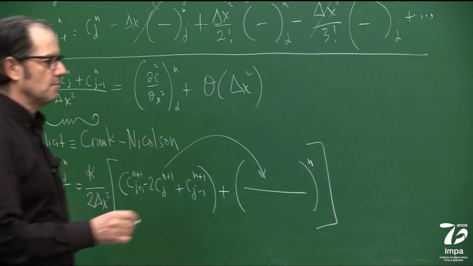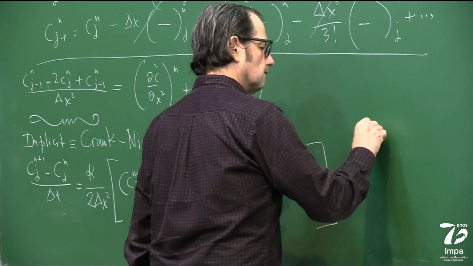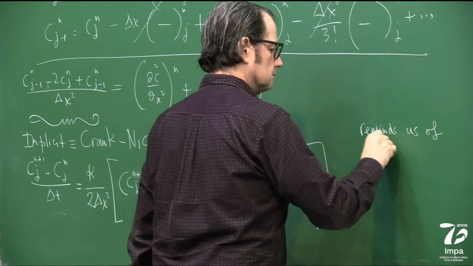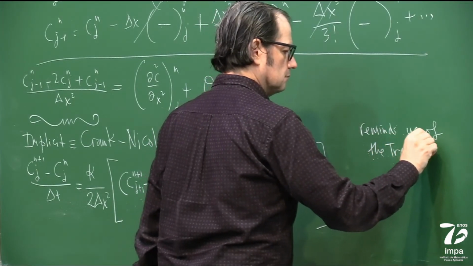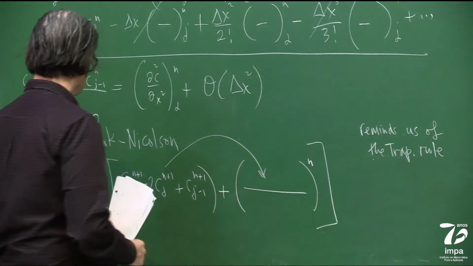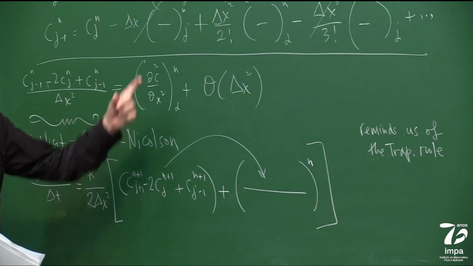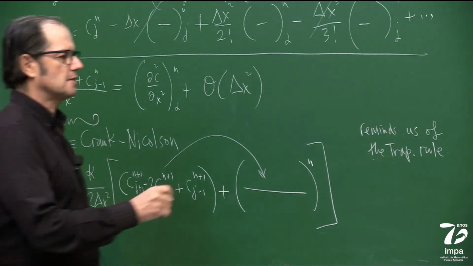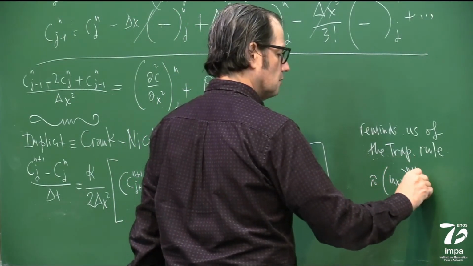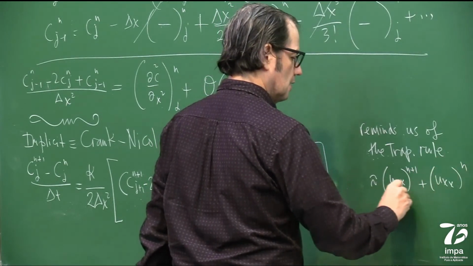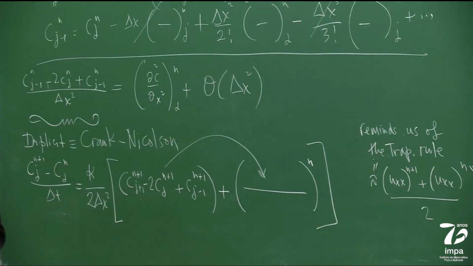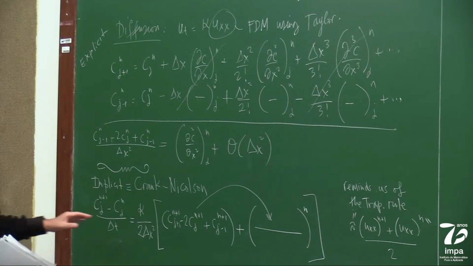Okay, so this reminds us of the trapezoid rule, right? Which is basically the right-hand side, the x-axis, right? Written, so it's like the x-axis. It's like approximating uxx at n plus 1 plus uxx at n and divide by 2. But in quotes, just to, right? So it's simple. So this is Crank-Nicholson.